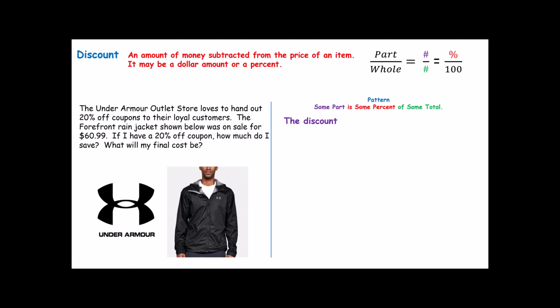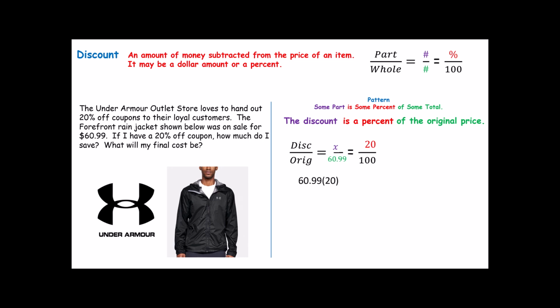The discount or savings is a percent of the original price, and so I can fill that in. Do you know the dollar amount of the discount? Well, no, that's the question that's asked. Do we know the percent of the discount? 20% off. Do we know the original price? $60.99. And there's the hard part.